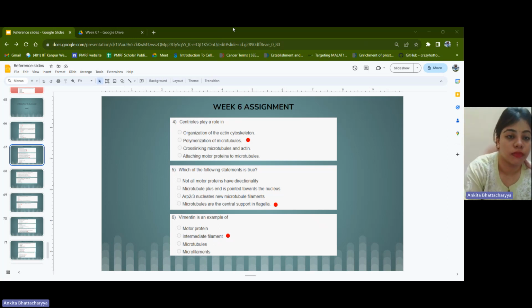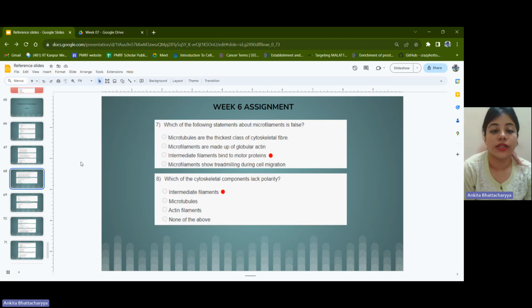Then in question 7, we were asked which of the following statements about microfilaments is false. A, microtubules are the thickest class of cytoskeletal fiber. It is true. First of all, this statement is not about microfilaments. This is about microtubules. They are different. And it is also a true statement. Among microtubules, actin and intermediate filaments, microtubules are the thickest class of cytoskeletal fibers. Therefore, that statement is true.